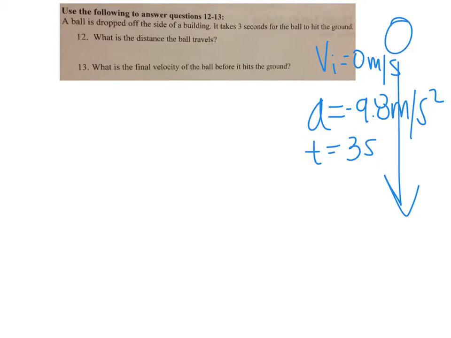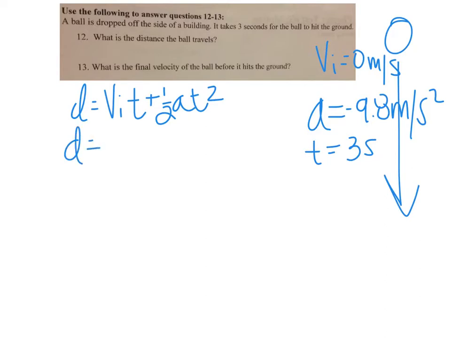So number 12 asks you to find the distance the ball travels. So we want to know how far it's going to fall to the ground. So you can use your distance formula for this question. And we're choosing this formula because it's got all of the variables in it that we have and we need. So we're solving for distance, we've got our initial, our time, and our acceleration rate. So this works perfectly.